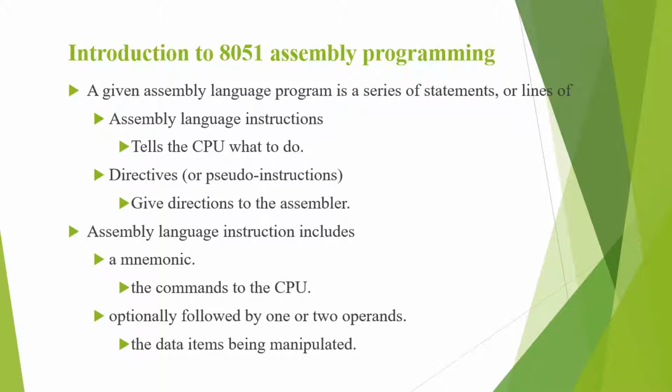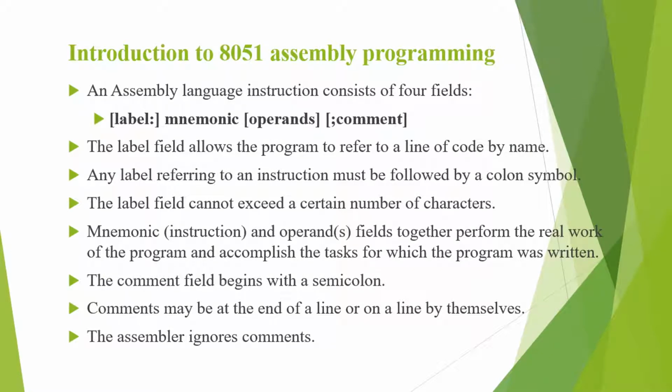An assembly language instruction includes a mnemonic, that is the command to the CPU telling what exactly has to be done, followed optionally by one or two operands, that is the data items which will be manipulated. An assembly language instruction consists of 4 fields: label, mnemonic, operands, comment. The fields inside brackets are optional. The label field is used to refer to a line of code by name. Any label referring to an instruction should be followed by a colon symbol. The label field cannot exceed a certain number of characters.